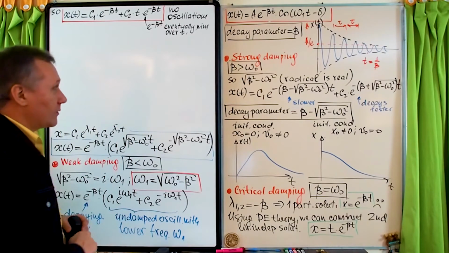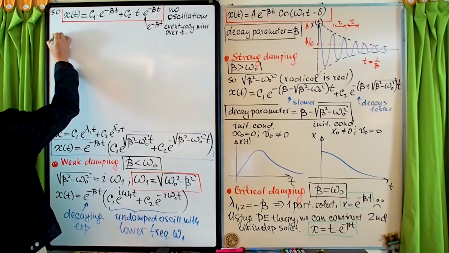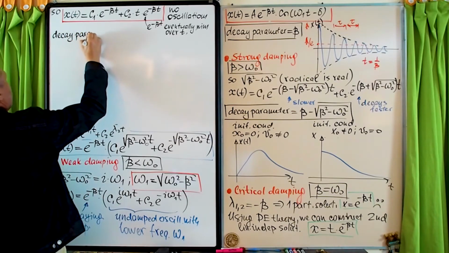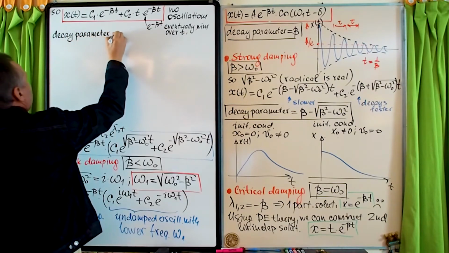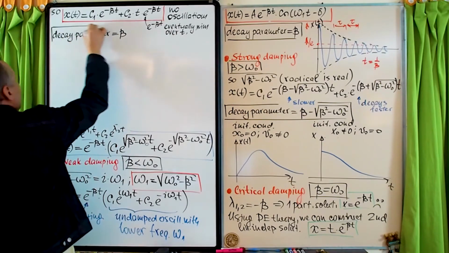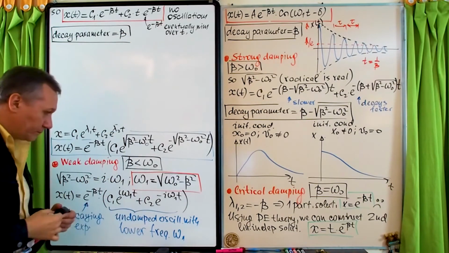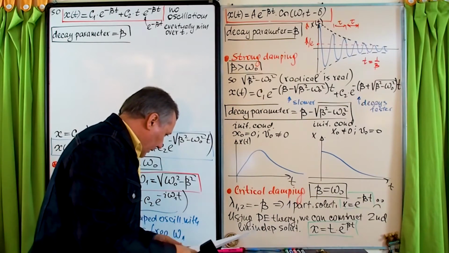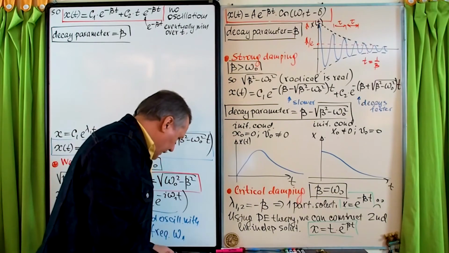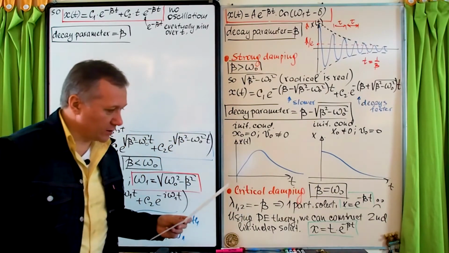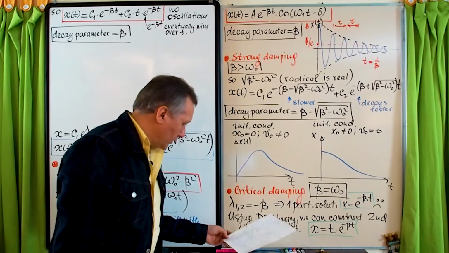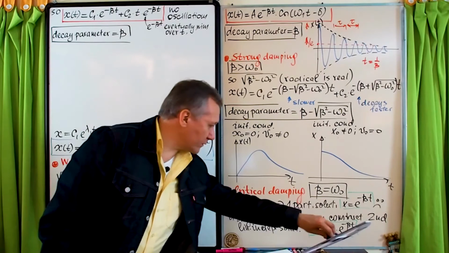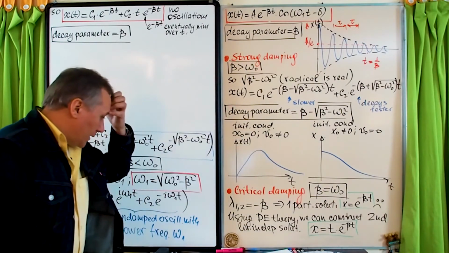So let me write down the decay parameter. In this case, the decay parameter is beta. Again, let me frame it. And again, just before, I used to look at some special initial conditions. It's not worth that, right? It's just a simple application of initial conditions for the general solution.